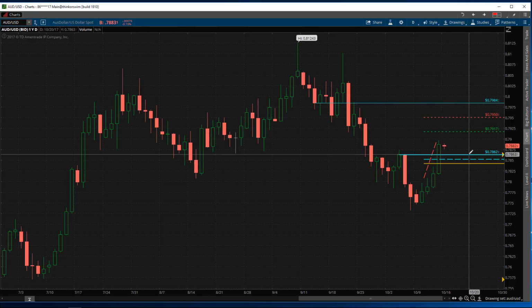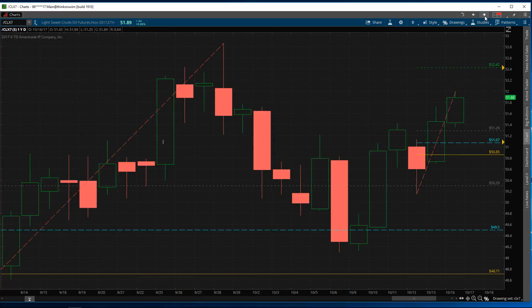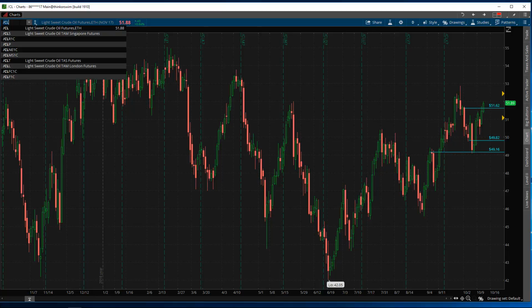So I've set alerts at 78.65 just to be prepared when that market does come into those levels. So that's a trade I'm looking for in the Australian US dollar this week. Moving on to oil, I have CLX7 in here. Let me change it to CL.